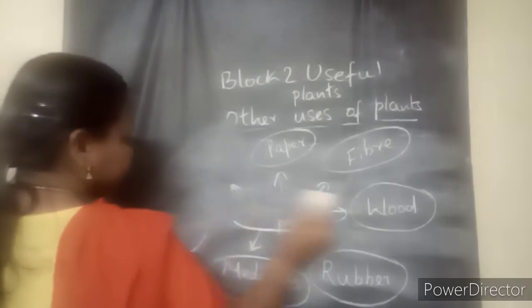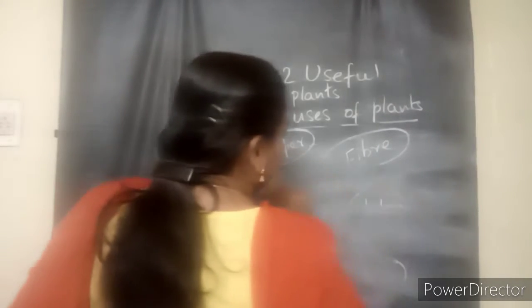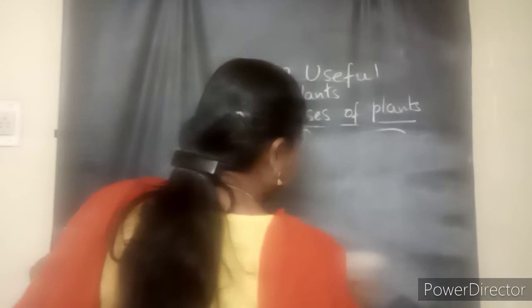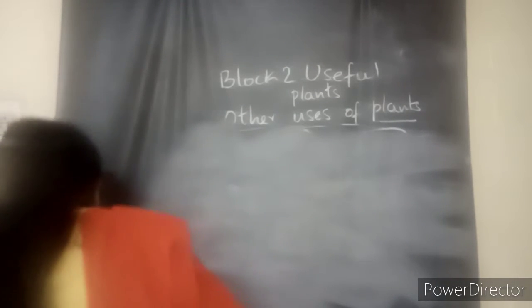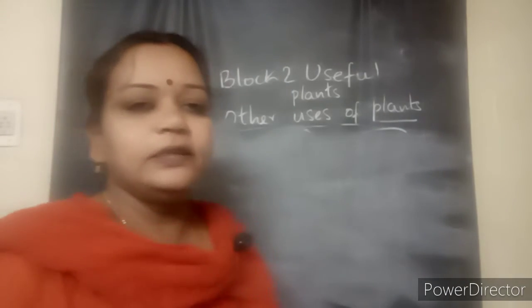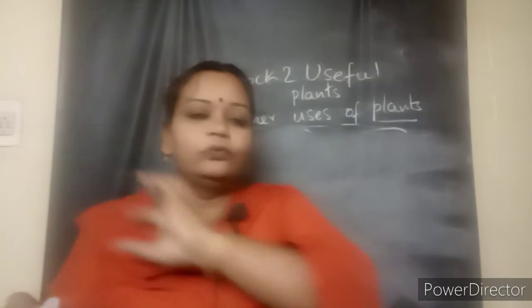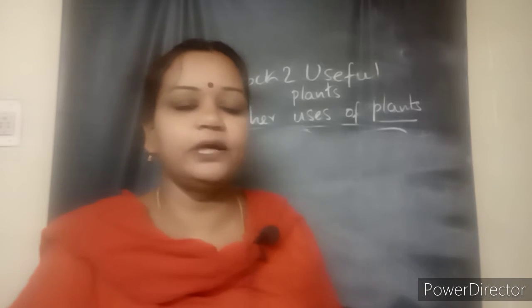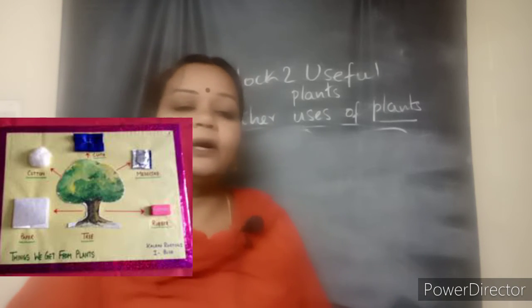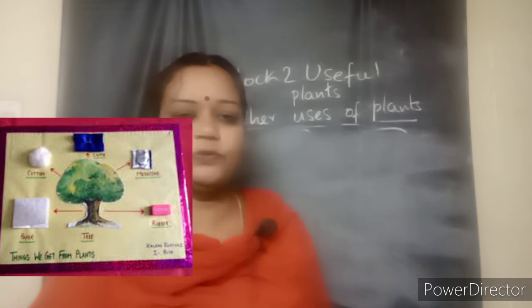So now, plants give us, you can write in your notebook, plants give us paper. You can draw one big tree, and in that you can make fruits and write what all you are getting from the plants. Like that you can do one activity. In your lower classes you are done, but now you have to add which plant is giving it also.